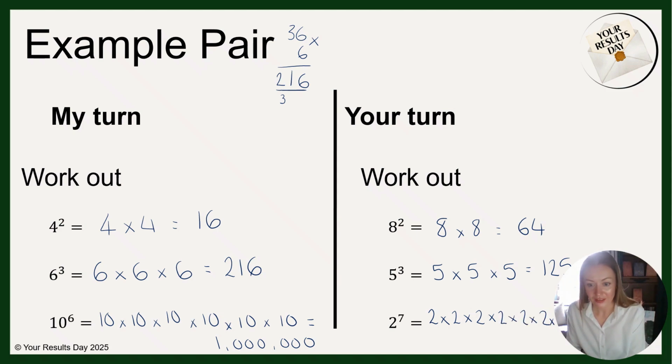I need one more. Times 2 equals, and this is how I would do this one in my head, using my fingers: 2 times by 2 is 4, times by 2 is 8, 16, 32, 64, 128. And there's my 7 2s.